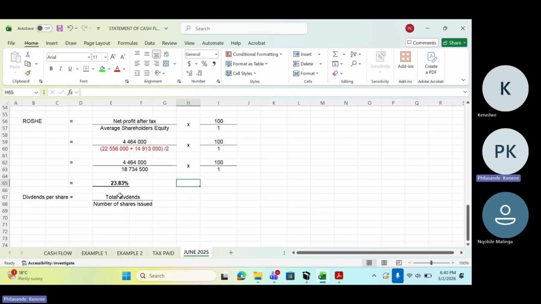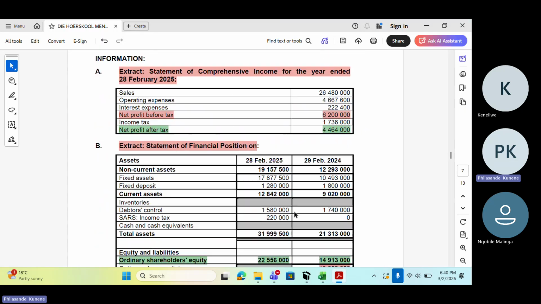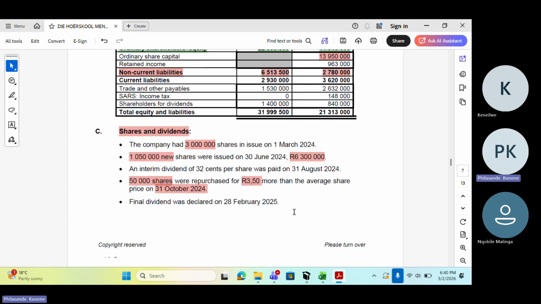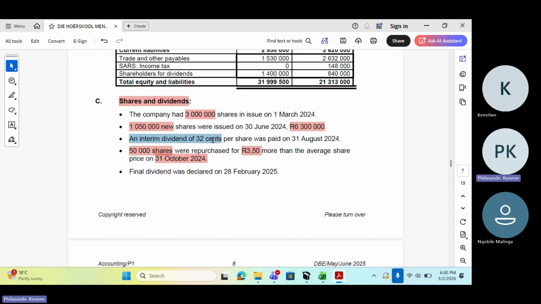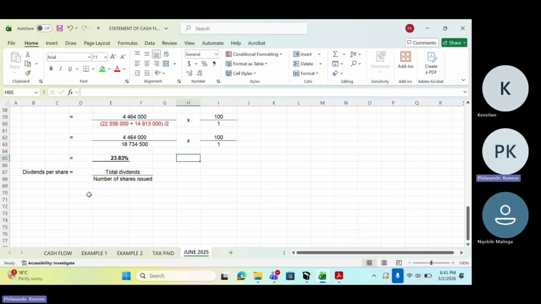But we need to be careful now. From the information that we have here, we have two things that we need to focus on. Number one, we have interim dividends here, and the interim dividends, we know very well how much per share. An interim dividend of 32 cents per share was paid. So interim is equal to 32 cents per share. We already know that.